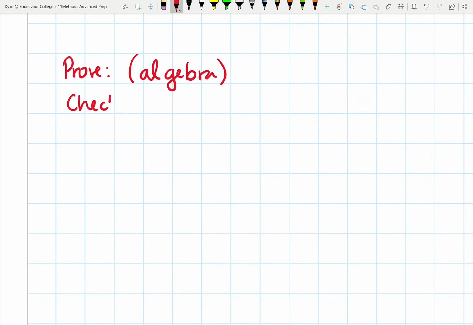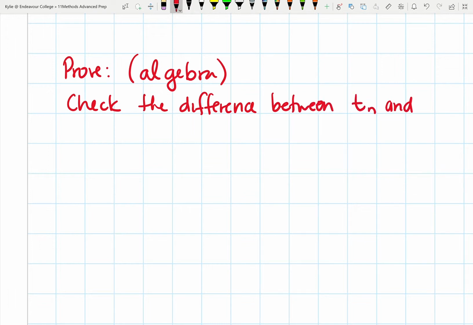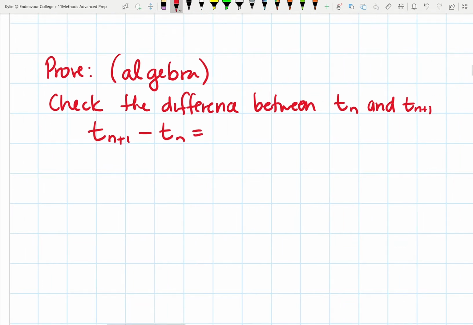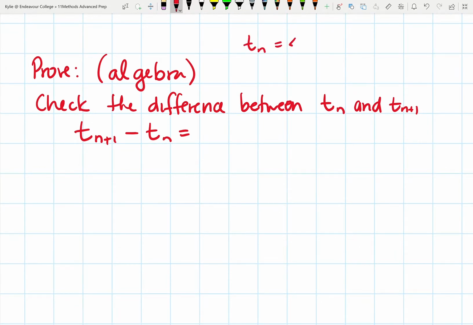So we need to check the difference between Tn and the next consecutive term, which is Tn plus 1. So we want to find the difference between the two. So Tn plus 1 minus Tn will give us the difference between the two terms. Tn plus 1, just a reminder that Tn is 4 plus 2n. So Tn plus 1 is going to be 4 plus 2 times n plus 1.